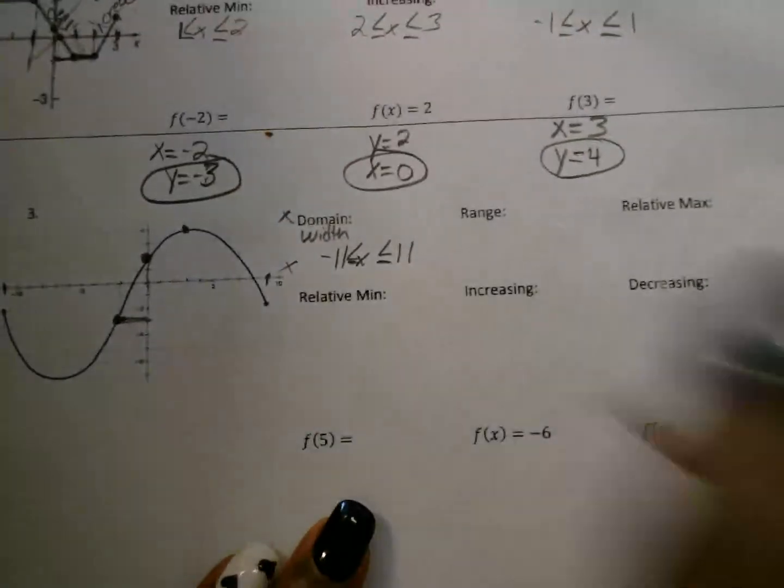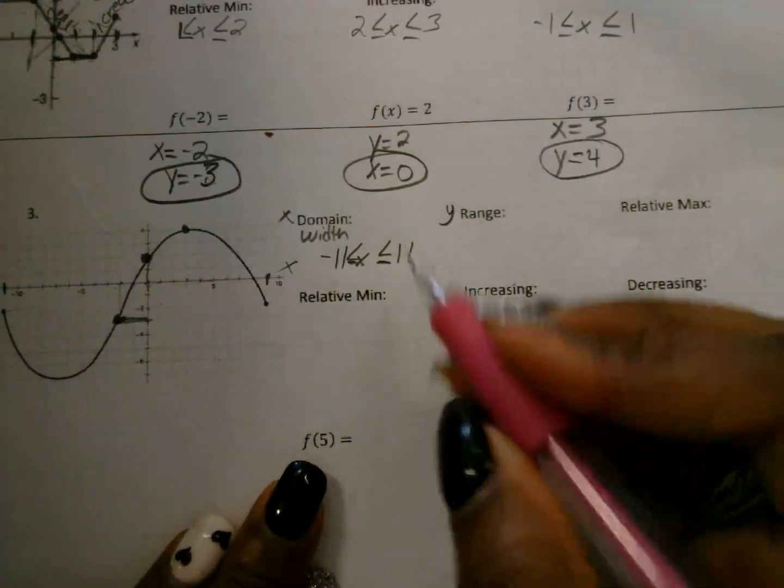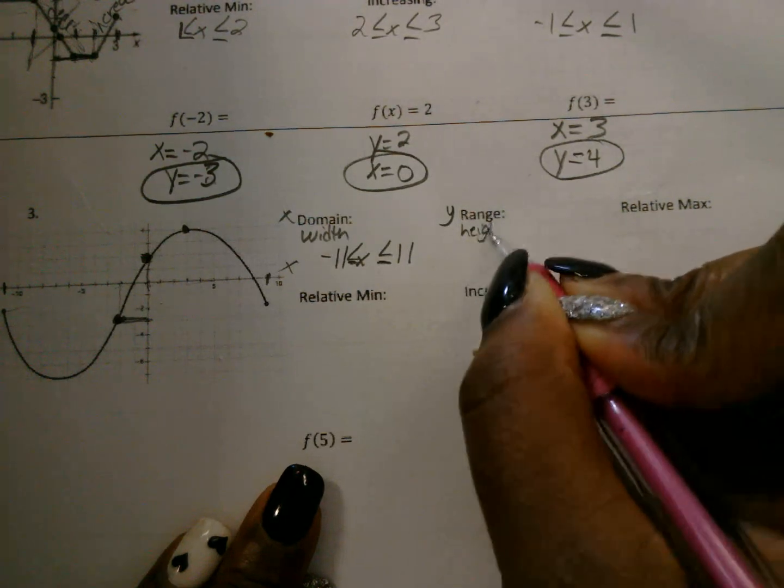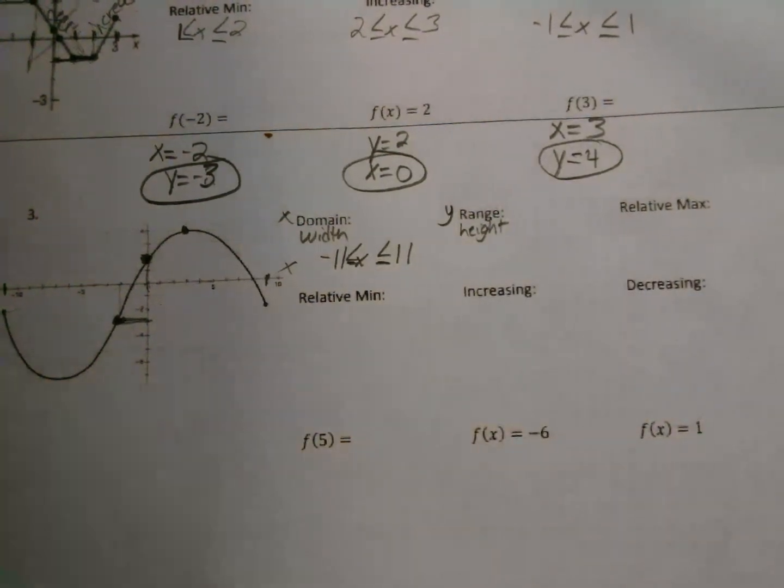See if you can do the range. Okay, that's the height. Remember when you work on the height, you always do the ground on up. You measure from the ground on up, not from a person's head down, but from the ground up. Okay?